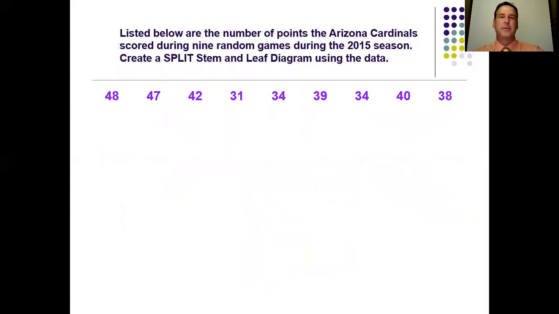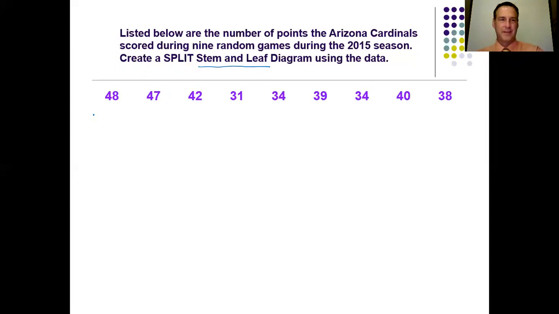All right, so listed below are the number of points the Arizona Cardinals scored in 9 games during the 2015 season. It says create a split stem and leaf diagram using the data. Now we haven't done a split stem and leaf, but we have done a stem and leaf. And sometimes they're like, what's wrong with just doing a stem and leaf? And if you look at the numbers, something's unique about them.